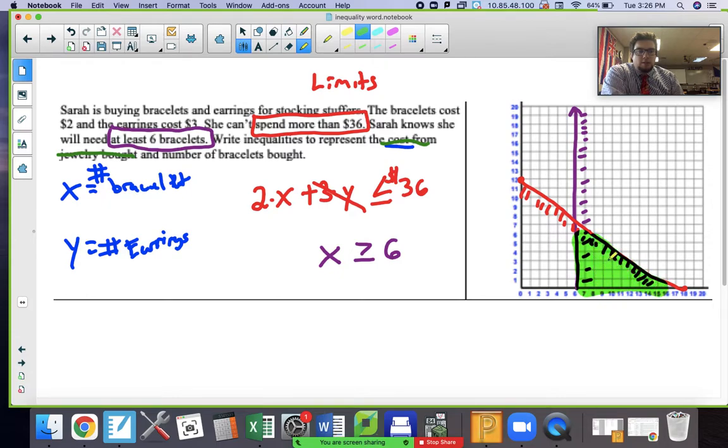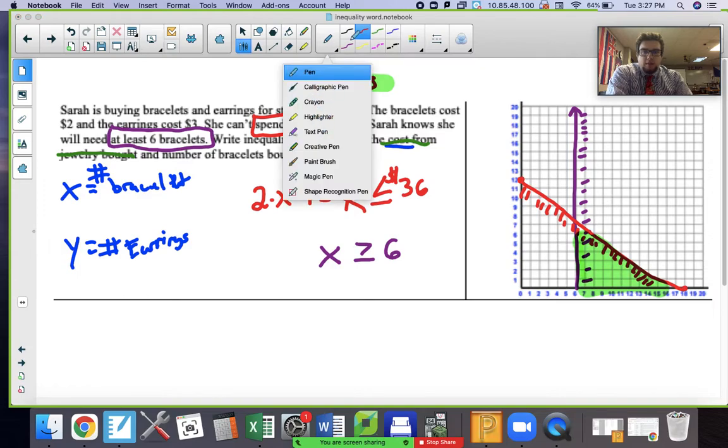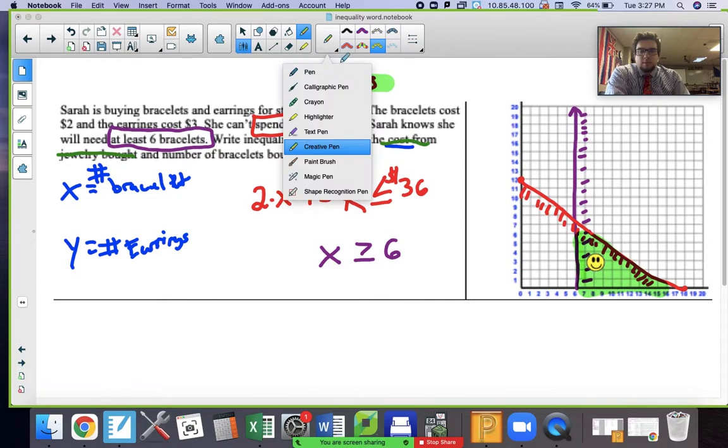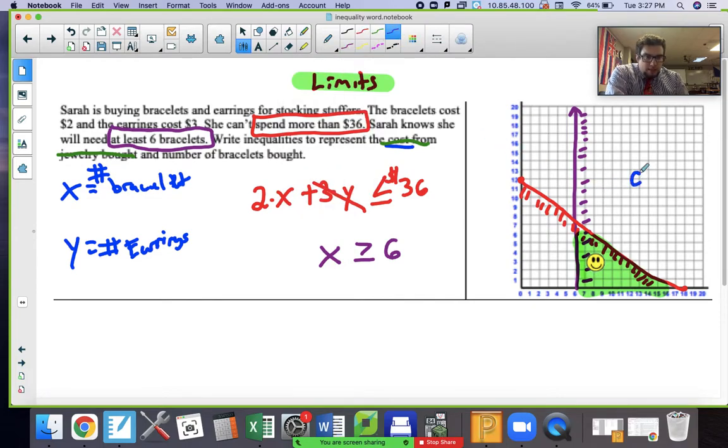So anywhere in this shaded region right there will satisfy both criteria, both limits of the problem. So for instance, I'm just going to pick a point, use my creative pen here, put a little smiley face. Bing! Right there. That point is 8, 3. So that's 8 bracelets, 3 earrings. So it's more than 6. That's good. Check that one off.